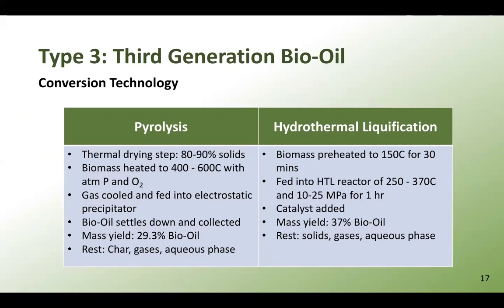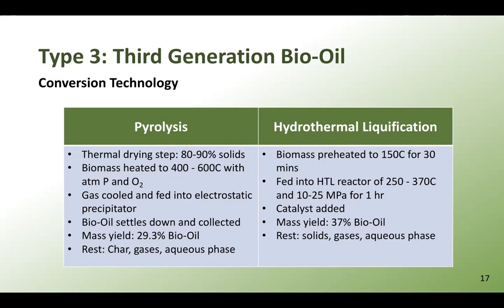The resultant gas is then cooled for a few seconds and is fed into an electrostatic precipitator. This precipitator basically causes bio-oil to settle down, and it is then collected. The mass yield generally is 29.3% bio-oil, and the remaining substances that are produced are char, gases, and aqueous phases.